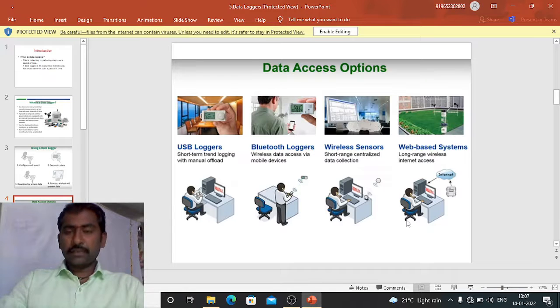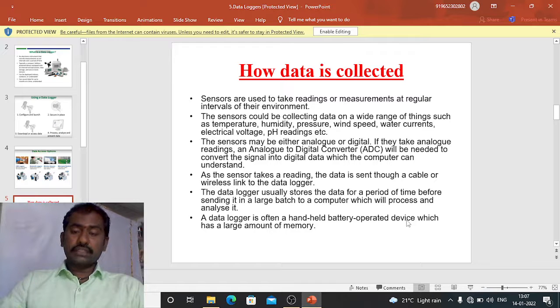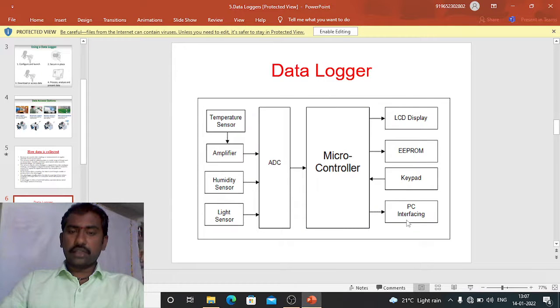That is nothing but the types of data loggers. So what are the options? USB loggers: short-term trend logging with manual offload. Next is Bluetooth loggers: wireless data access via mobile devices and wireless sensors, for short-range centralized data collection. And next, web-based systems with long-range wireless, which we use for outdoor applications. This web-based one works through internet access. And how is the data collected? This is the block diagram of the data logger.